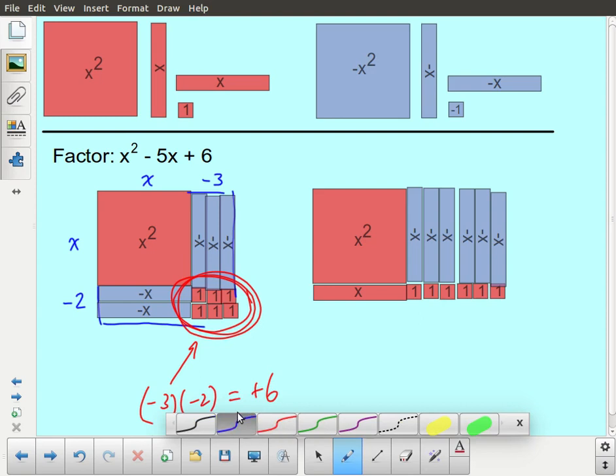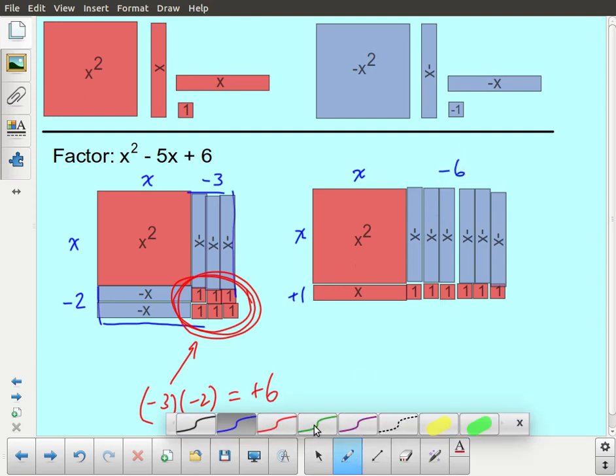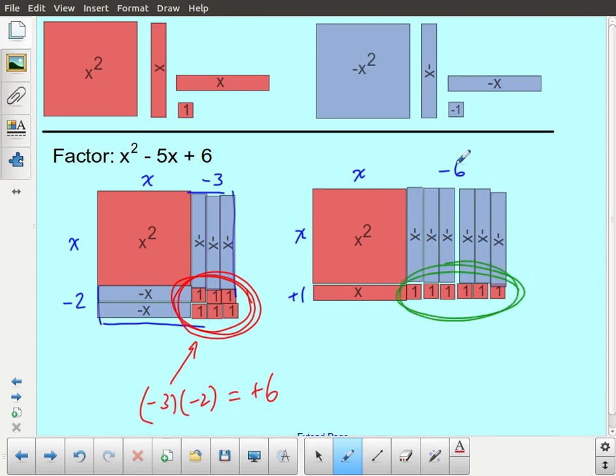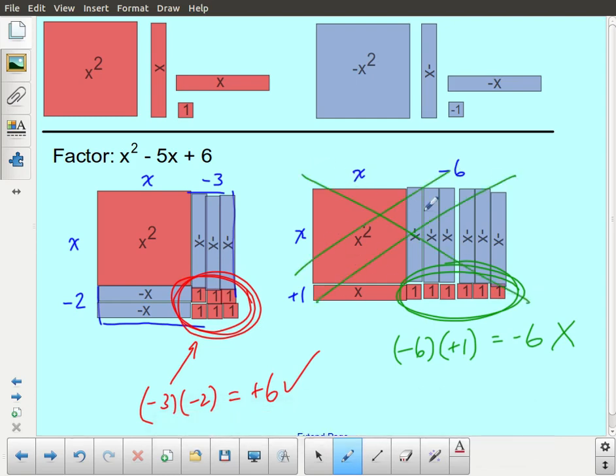Whereas if I go over here, there's an x, there's an x, that's a +1, this one's red, this is a -6, and now we run into a problem, which is -6 times +1 is equal to -6, and that is wrong. Whereas over here, this was correct. So it turns out that this is incorrect, and it is only this one that works. So you have to be very careful about that.